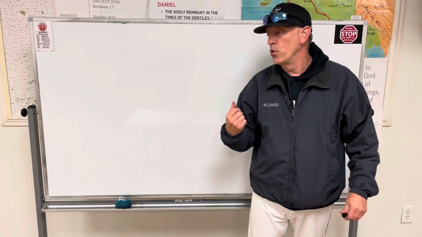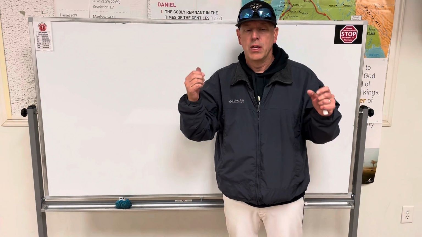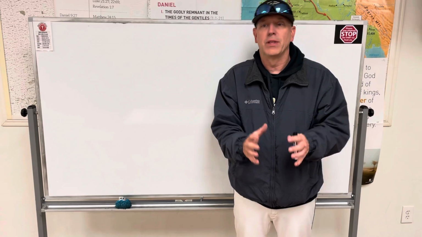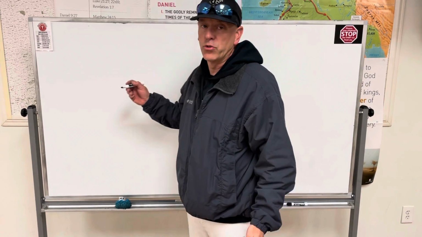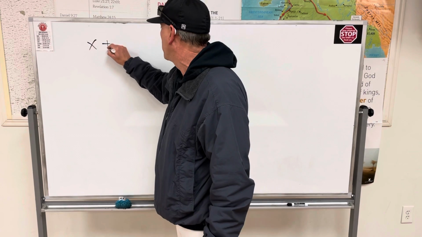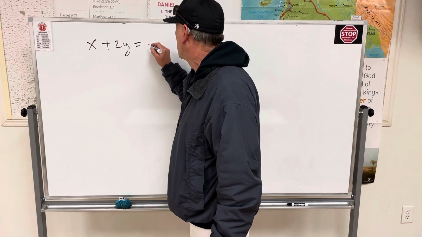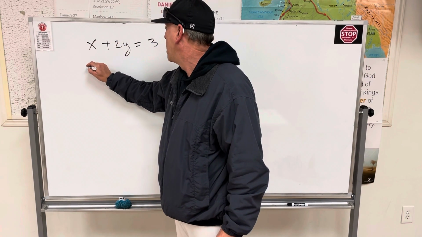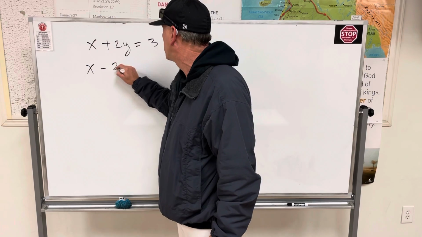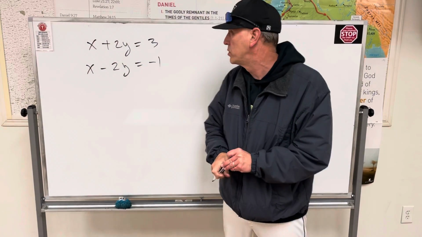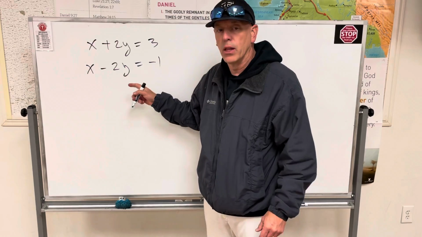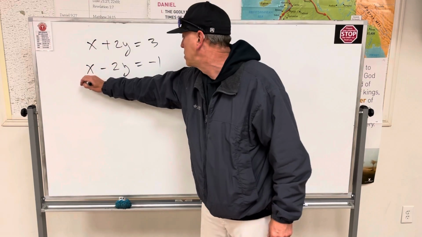What I'm going to do is show you how to solve determinants and then how to use them to solve problems. All right. So we've done matrices. So if we have x plus 2y equals 3 and x minus 2y equals minus 1. Let's suppose we have that. Okay, fairly simple. If we were using elimination, we would simply add these things together.